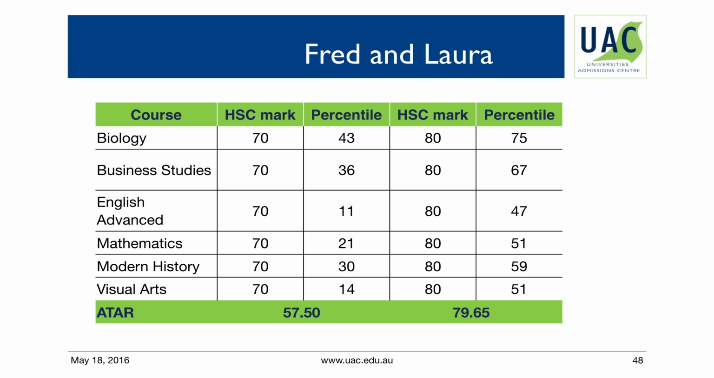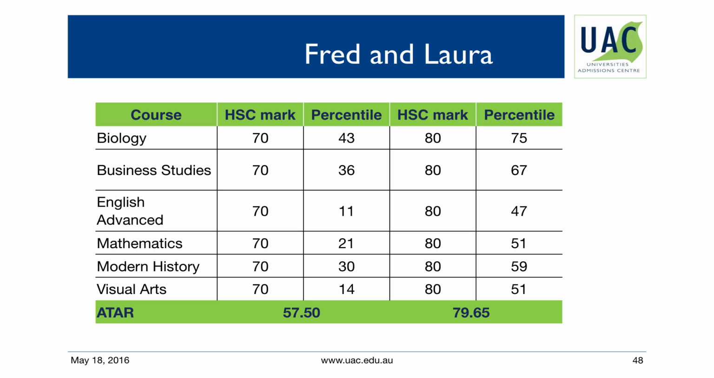The story here is really in the percentile column. The percentile column tells us where these students are actually sitting within their course. So if we look at biology, for instance, Fred with a mark of 70 is in the 43rd percentile, meaning he's got 57% of students above him. Now, with just a difference of 10 marks, Laura is up in the 75th percentile, so she's only got 25% of students above her. So it's not a lot of mark difference, but there is a big difference in their actual position.